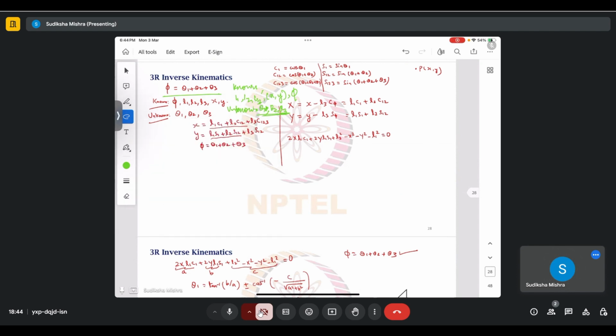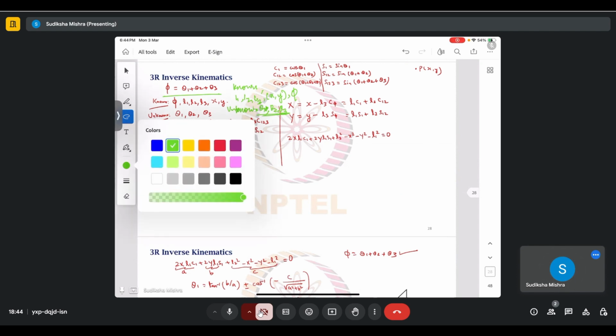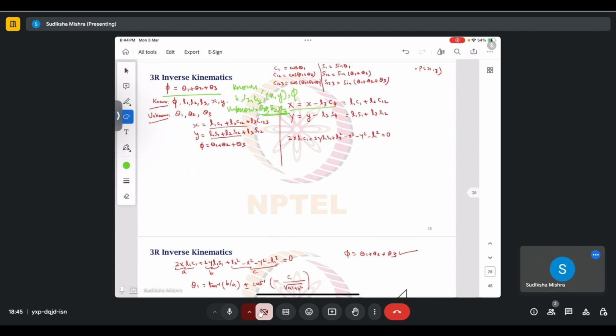Anyways, so you can write X as small x minus L3 C phi. So since C123, which is cos of theta 1 plus theta 2 plus theta 3, and we know theta 1 plus theta 2 plus theta 3 is phi, this is known. So we can write this as cos phi, and so this becomes C phi. So in all of the subsequent equations, instead of C123, we'll write C phi.